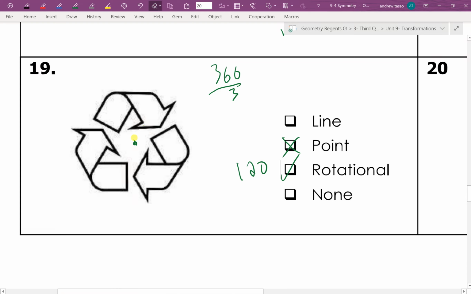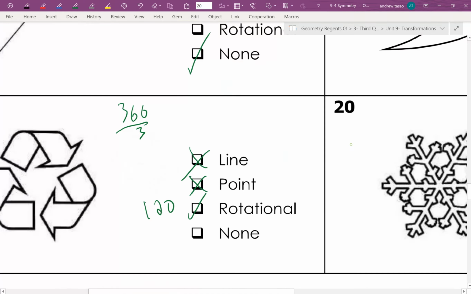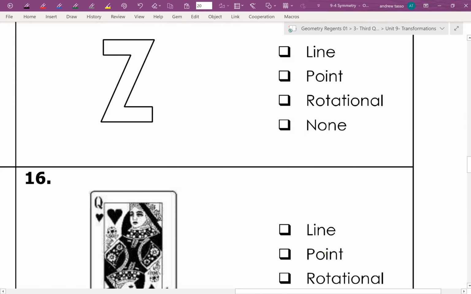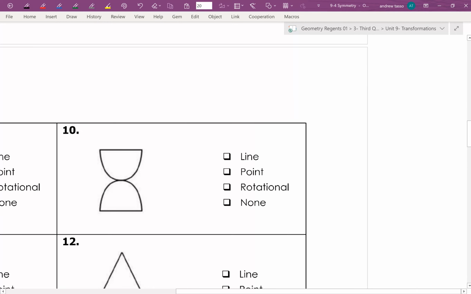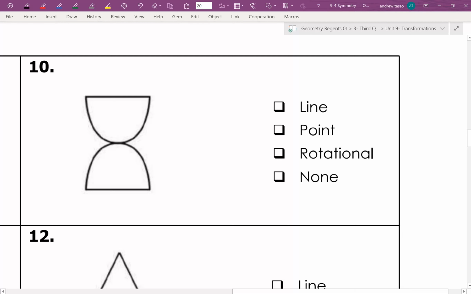And does it have line symmetry? I would say no, because the arrow point is not on this side, right? Okay, and you can now try the right-hand side, and we'll go over it momentarily. Just pause the video here.